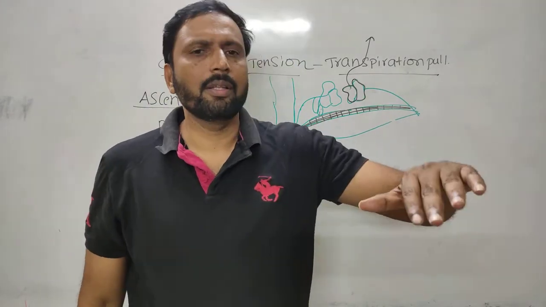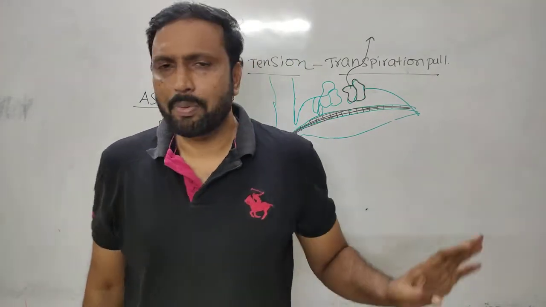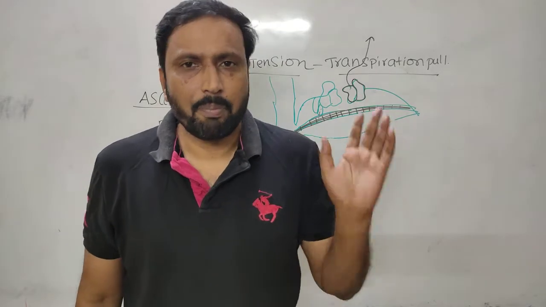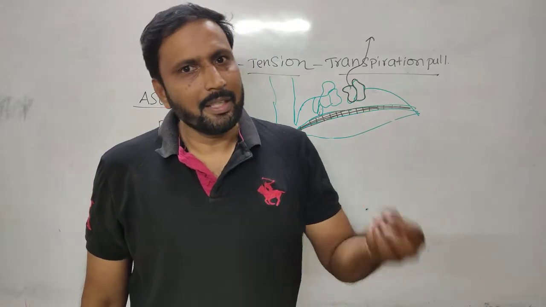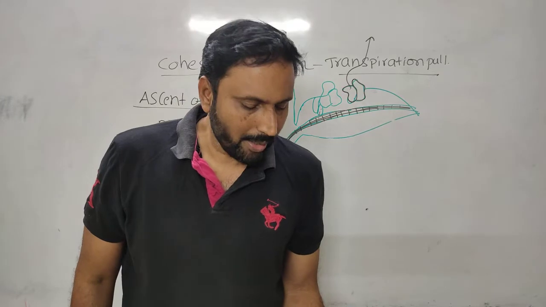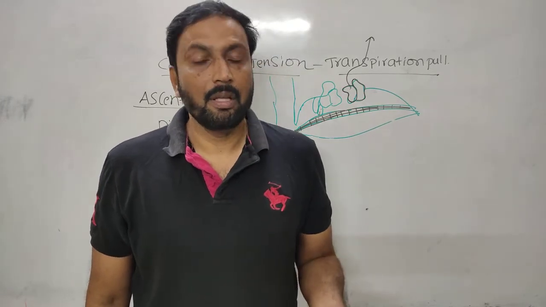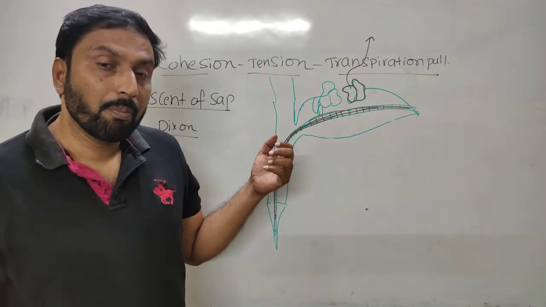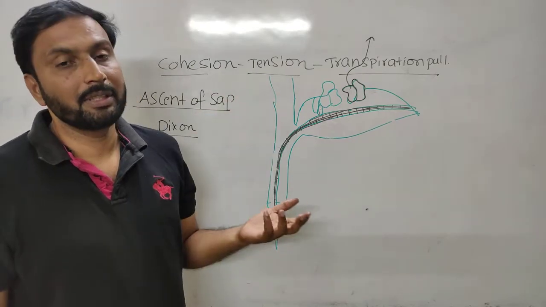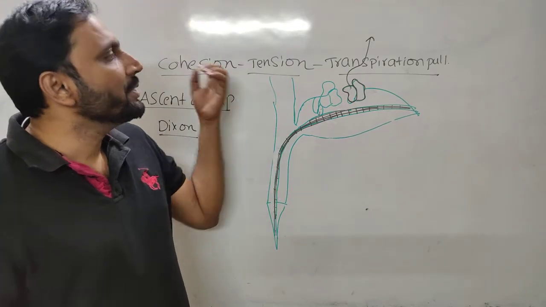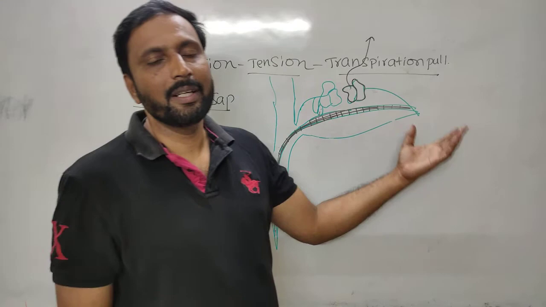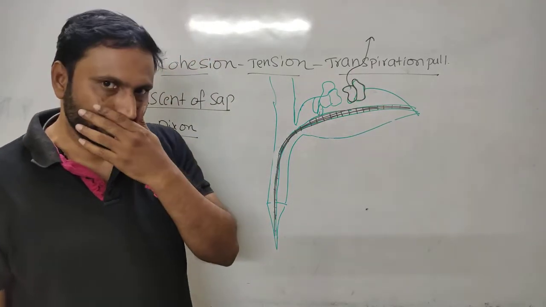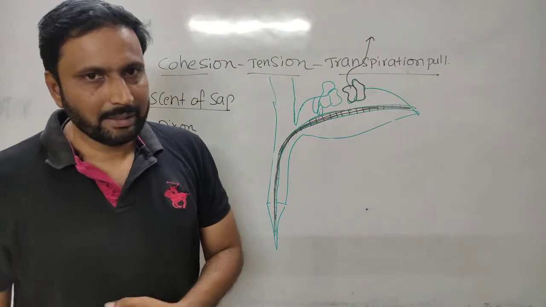Suppose the plants are growing 3 feet, then there is root pressure. Root pressure is the positive hydrostatic pressure that is enough to conduct water from root to stem. But for plants growing up to 300 feet, which mechanism is there? That mechanism is cohesion, tension, transpiration pull. That is nothing but called the ascent of sap. So now I am discussing that.